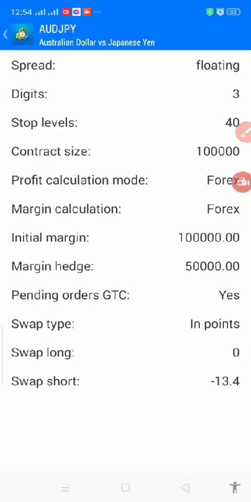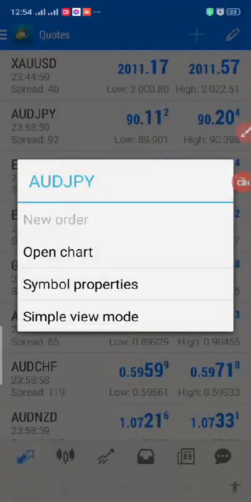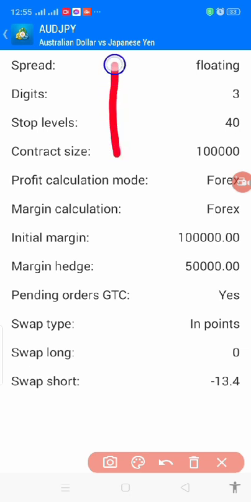No, but I think so. So now I've clicked on it. I've clicked on this symbol properties. You can see the name of the currency pair as Australian dollars versus the Japanese yen. So Australian dollar is abbreviated as AUD, while Japanese yen is abbreviated as JPY. So those are their names.